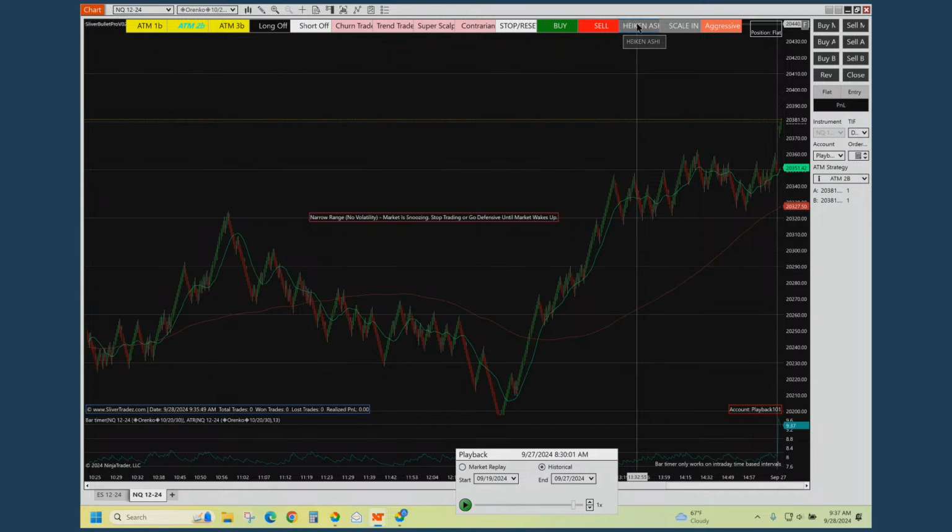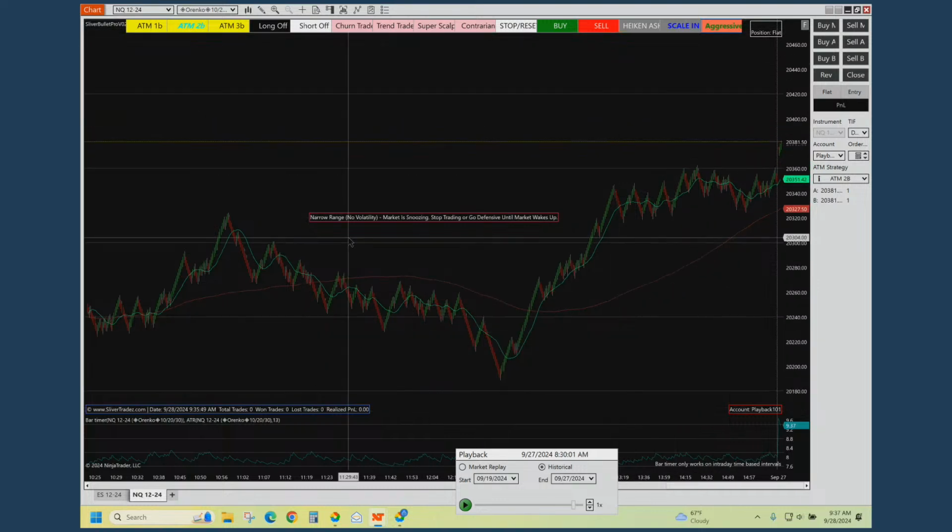And there is a Heikin-Ashi button. It's not going to be relevant today because I'm using a Renko chart. And then there is the scale-in button, which is a very important button, which basically adds to the existing winning trades or adds to the losing trade to come out at the break-even price. And then there is aggressive mode. There are two modes, defensive and aggressive.